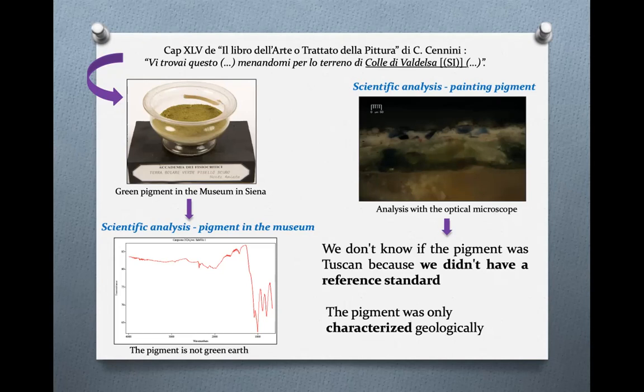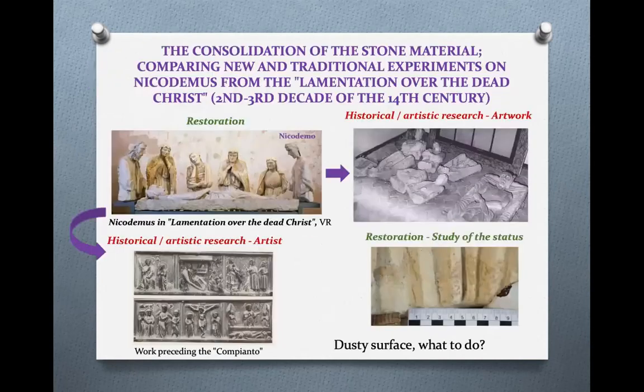So the second step is to analyze the green earth of the wall painting to understand the provenance of this green earth. The pigment was only characterized geologically. But this is the first example of a study with historical research and scientific research together.